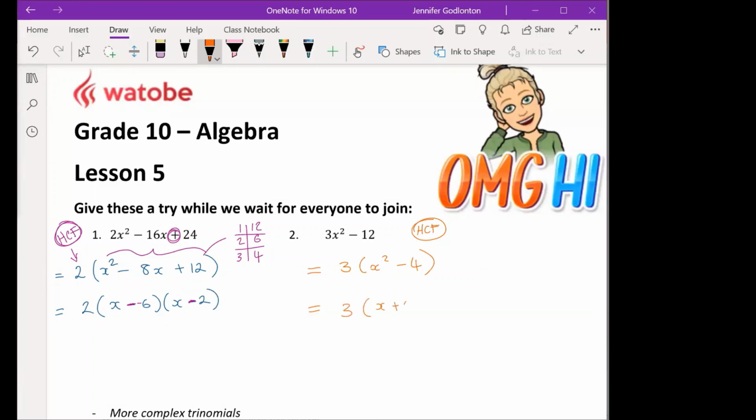Beautiful. So we have 3x plus 2, x minus 2, and it's because I can do difference of 2 squares with the x squared minus 4.